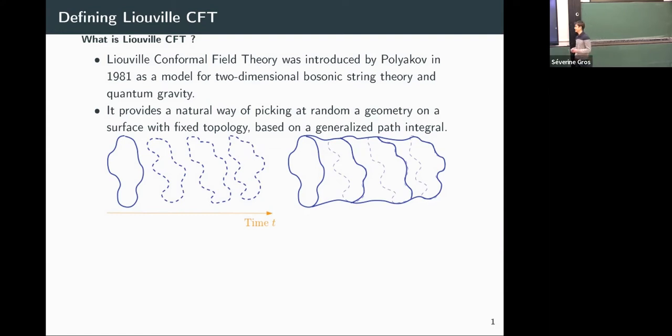The connection between random surfaces and string theory is less obvious, and this drawing explains a little bit where this connection comes from. What you see is that the worldsheet of a string is essentially a random surface, because the string is not deterministic.